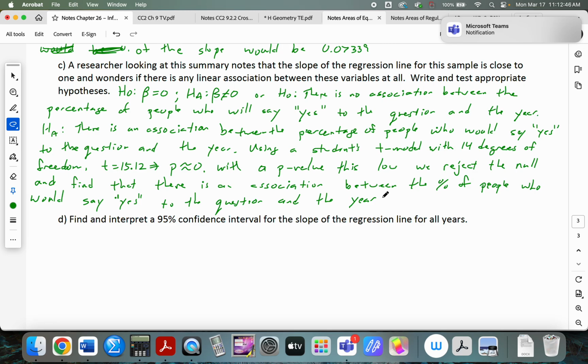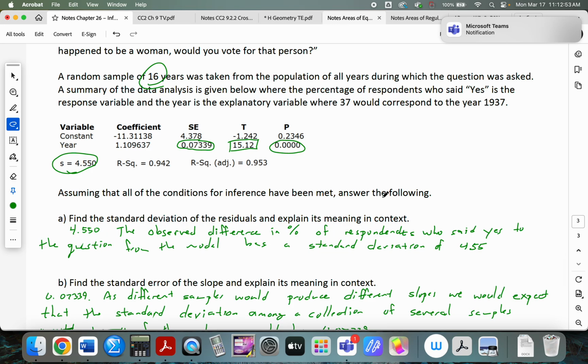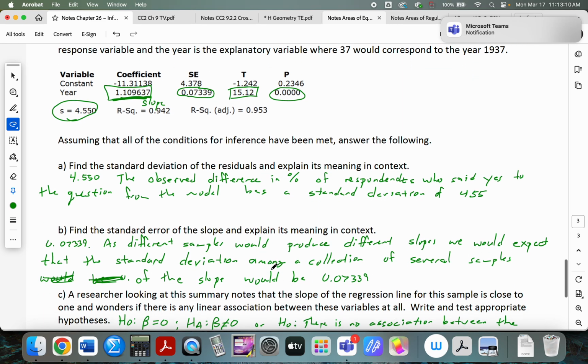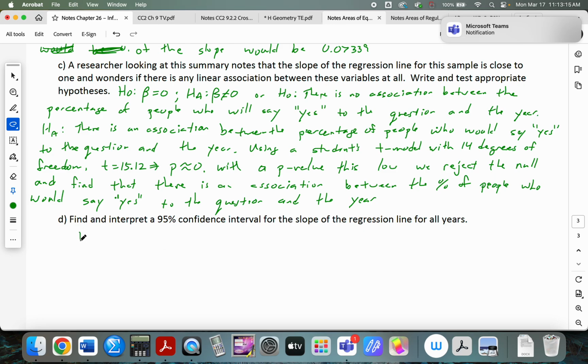So then it says find and interpret a 95% confidence interval for the slope of the regression line for all years. Okay. So it tells you that this is the coefficient on the year. That's your slope, or at least that's what the model predicts the slope is. So that's 1.109637 plus or minus.